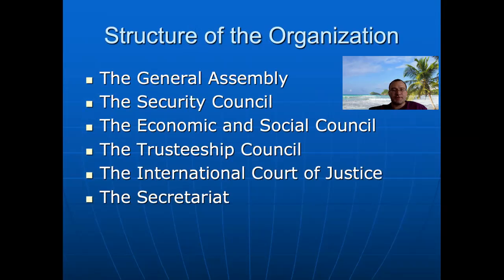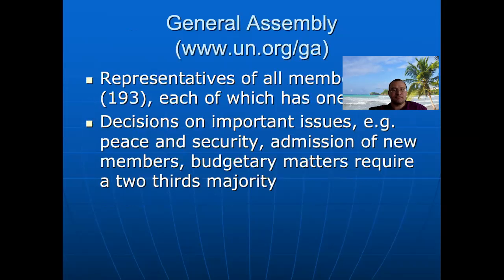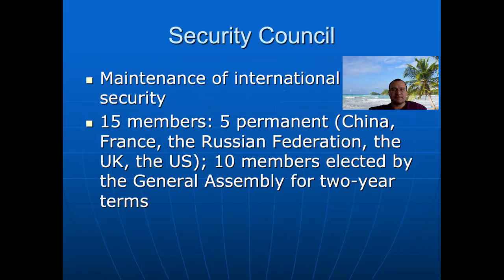So the basic organs are the General Assembly, Security Council, Economic and Social Council, International Court of Justice, and Secretariat. All countries are members of the General Assembly. They meet usually, if I remember right, in September, and they vote on things like the budget, etc. But it's not the most important organ in the United Nations.